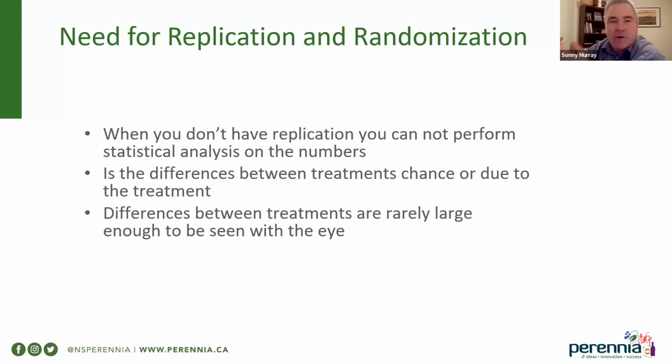So when we want to do replication, we also have to do randomization. Randomization is when we randomly put our treatments across our plot area, and in doing so, we don't favor one treatment over the other. So next slide.